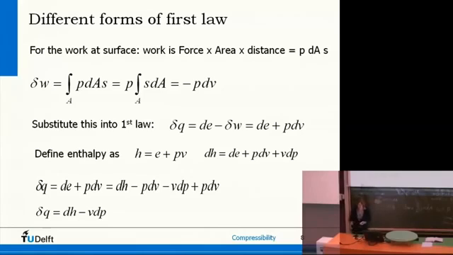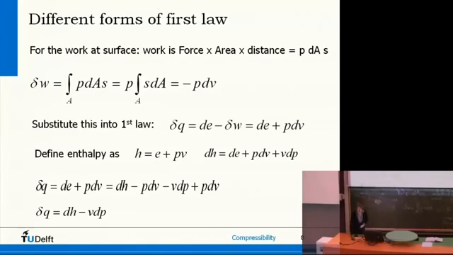Now we define something called enthalpy. The enthalpy is defined like this, and that's something you should just remember or know. The enthalpy is internal energy per unit mass plus PV, so H equals E plus PV. Then the differential form: if I differentiate, I get dH is equal to dE plus d(PV), right? Then I apply the chain rule, so the differential of PV is PdV plus VdP, still with specific volume.